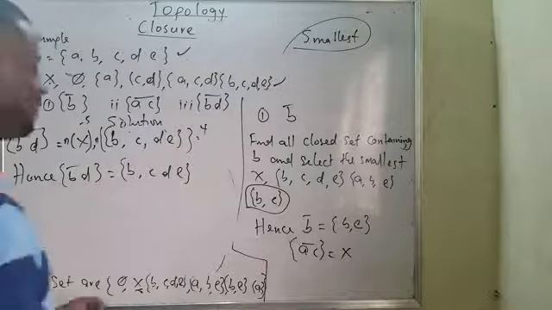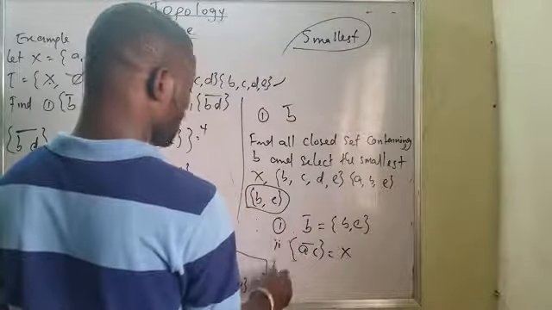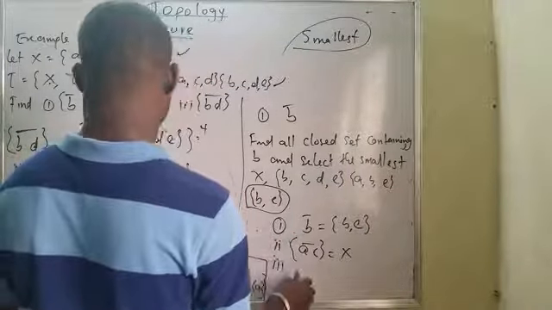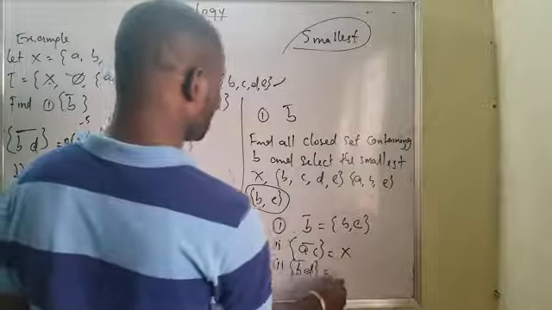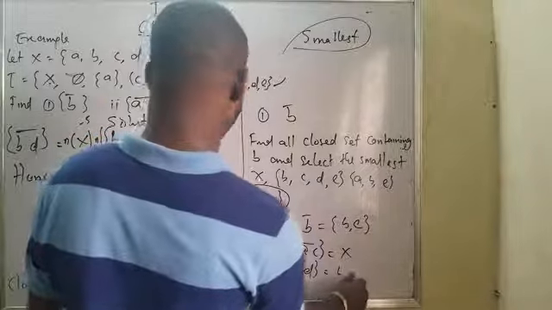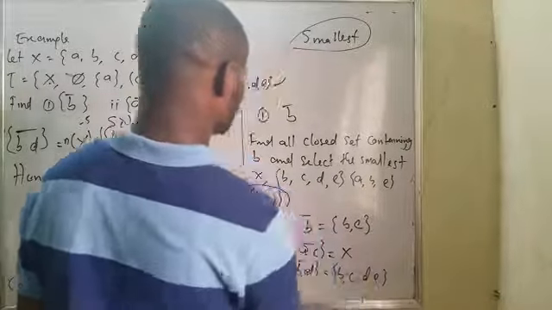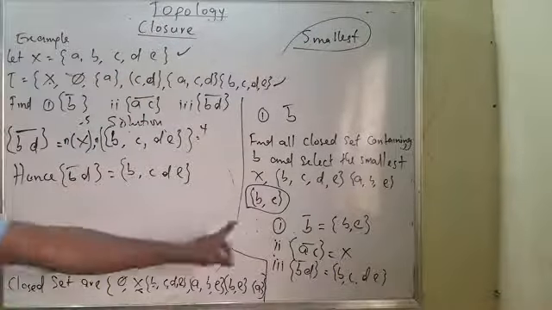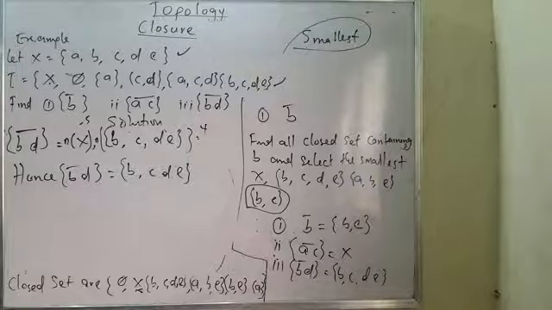This is my first one, the second one, and the third one: BD closure equals A, C, D, E. That is what I mean. It means we have the answers to numbers 1, 2 and 3. Can you see? It's very simple to find the closure of a given set.